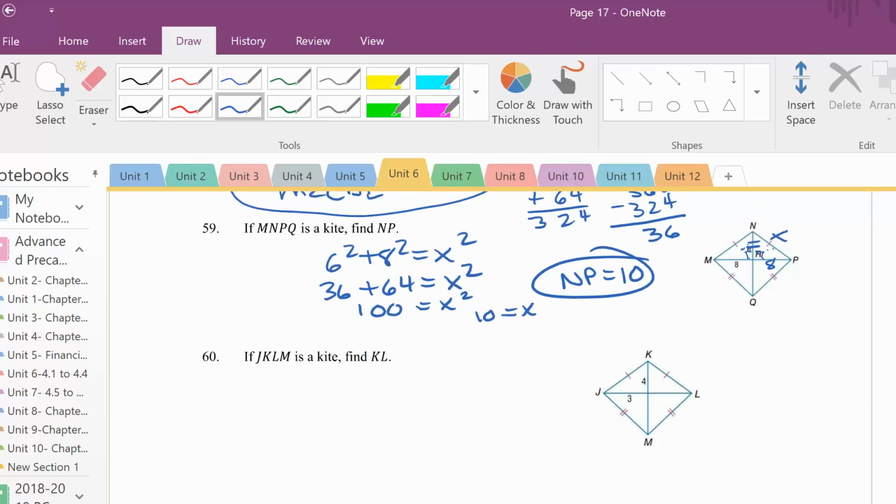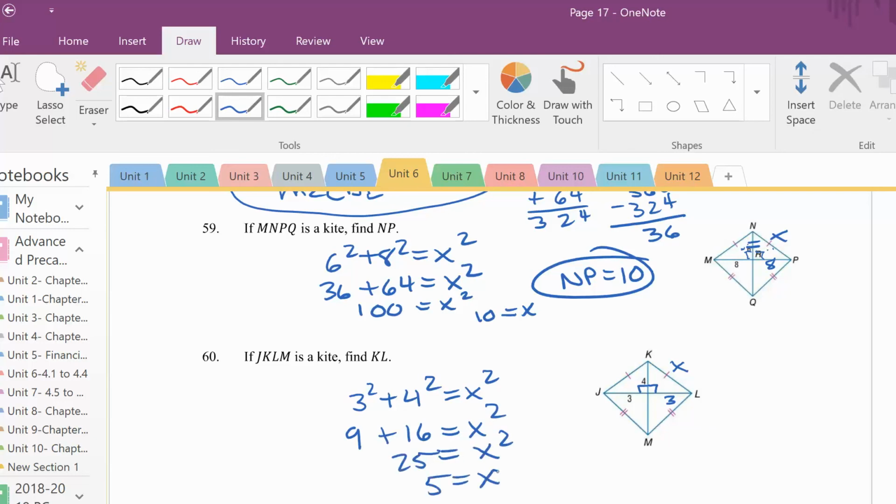So same type of question here, find KL. So remember diagonals are perpendicular. And since this is 3, this is also going to be 3. So to find KL, we go 3 squared plus 4 squared equals x squared. So 9 plus 16 equals x squared. 25 equals x squared, 5 equals x. So KL is equal to 5.